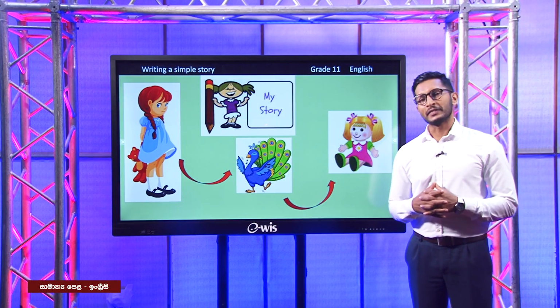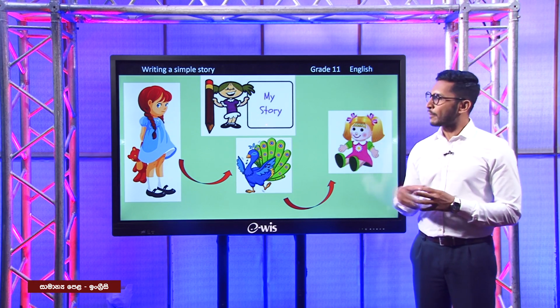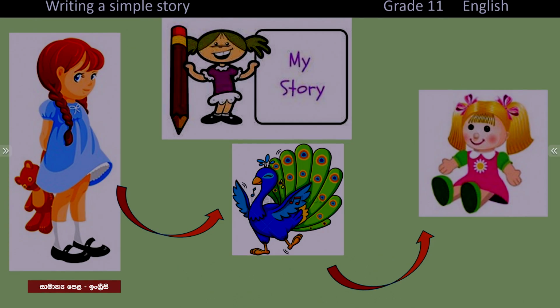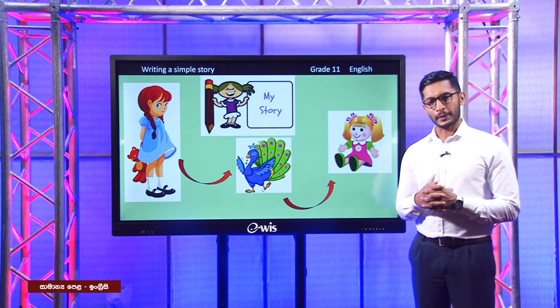Now it's your activity time. Now you are going to write a story on your own. Here I'm going to help you. You can see 3 pictures on the slide. Look at the first one on the left. Yes, you can see a beautiful girl, and then a peacock and a doll. Now you know these are the characters we are going to include in our story.